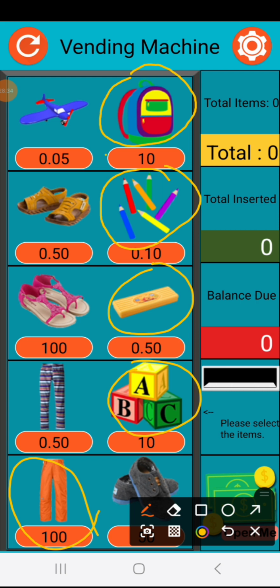The total items, when you pick it, is going to tell you how many items you got. You should have 1, 2, 3, 4, 5. You should have 5 total items, okay? Total is going to tell you how much you owe, okay? Okay, so now we're going to go ahead and take off the marker.